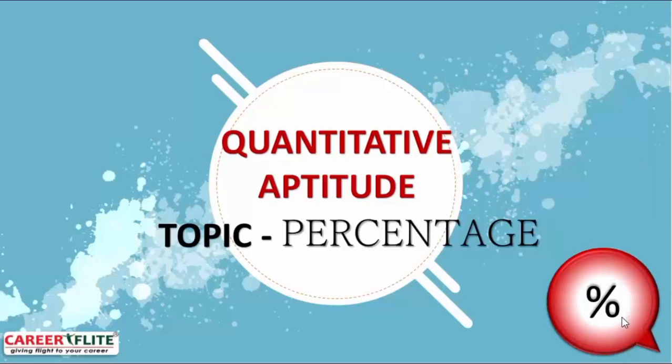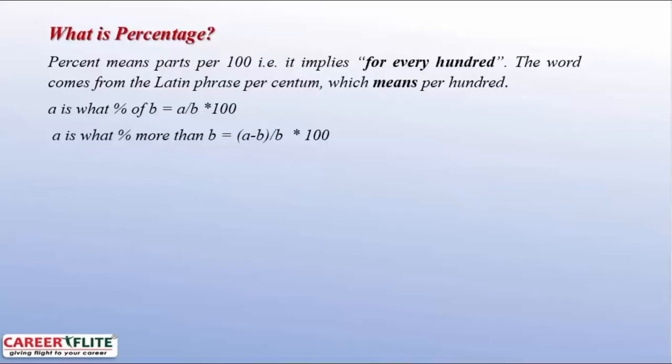Today we'll be starting with quant aptitude topic, that is percentage. What is percentage? Percentage means parts out of 100. That is, if it is asked what is 20%? 20% means 20 parts out of 100. Now there are some formulas.